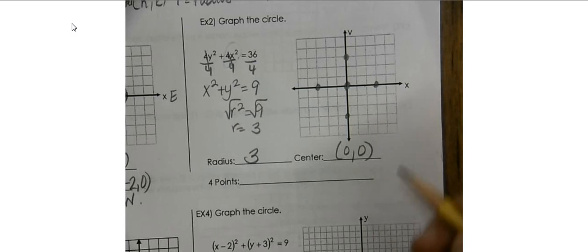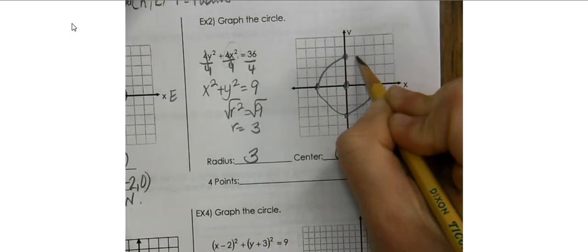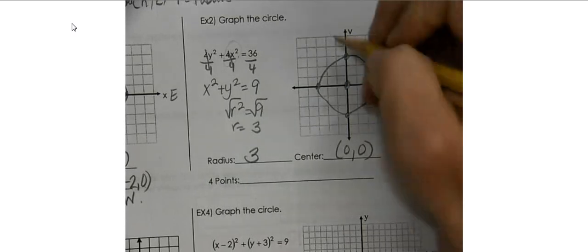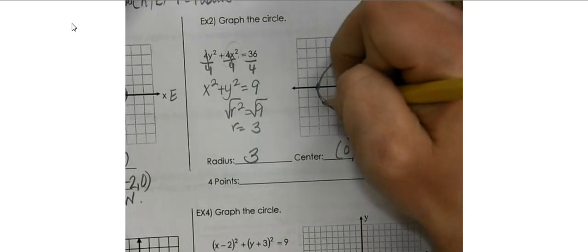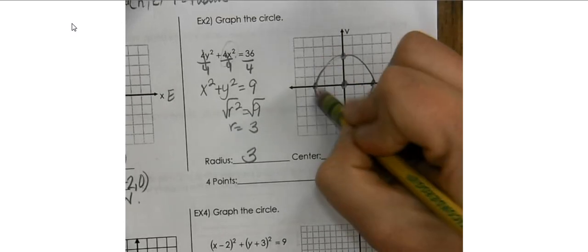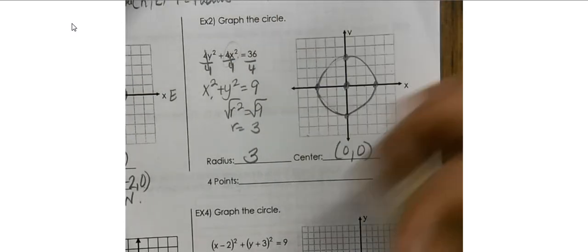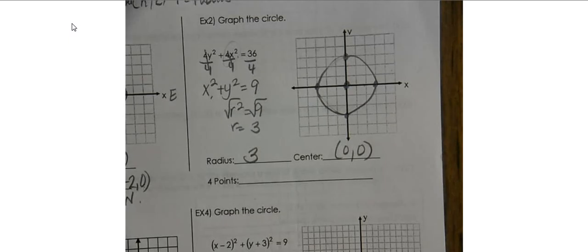To the best of my ability, I'm going to draw a smooth circle going through. Do your best to try to make this not look like a square. I know that that can sometimes happen. Try to make it as smooth of a curve as you possibly can, but I'm not going to be grading this based on, I mean, it has to look kind of like a circle.